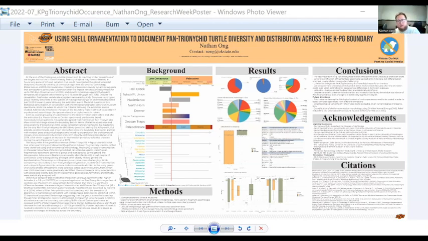So Pan-Trionychids are soft-shell turtles, and they have these little bumps and ridges on the outside of their shell, and some of them go extinct at the end of the Cretaceous, and some of them do not. And I was wondering if you were to use the data of this ornamentation morphology, if you were to count up those occurrences, if that would more or less align with the macro anatomical data sets that are already fairly well established. So with that in mind, I'm just going to walk you through very briefly what this project is about.